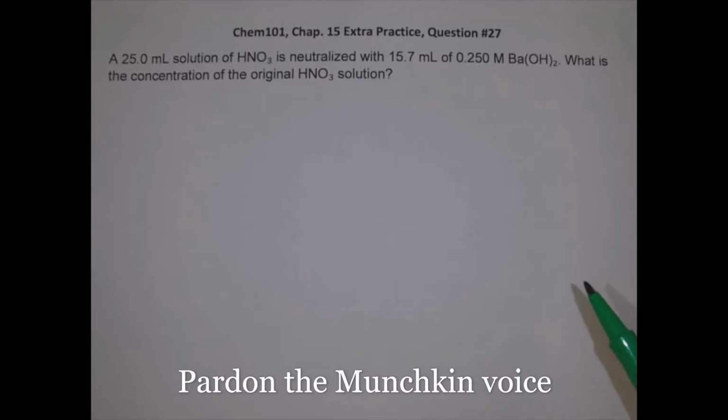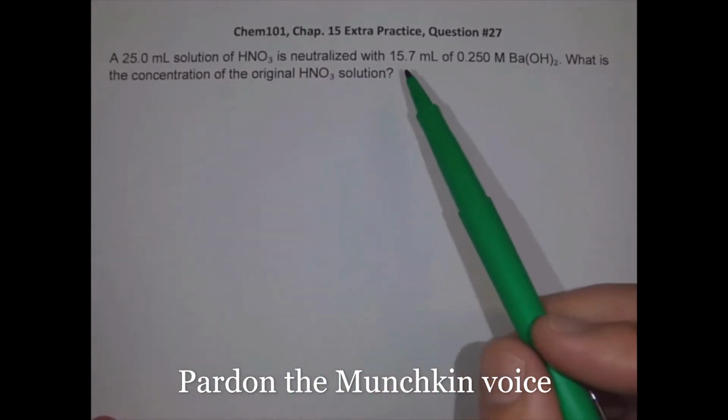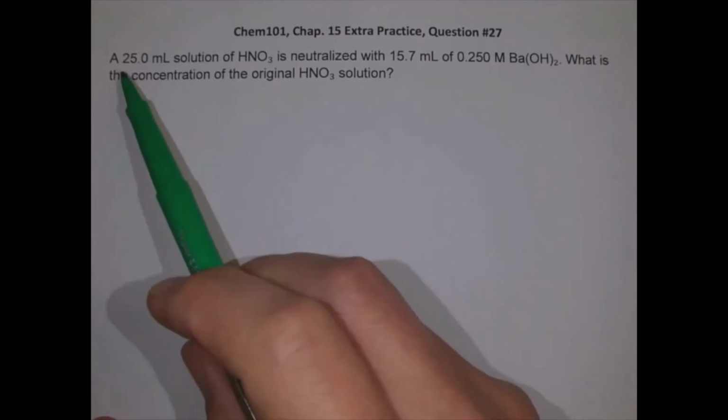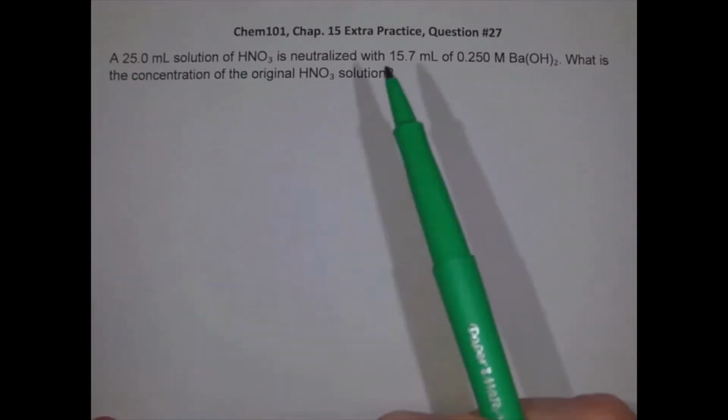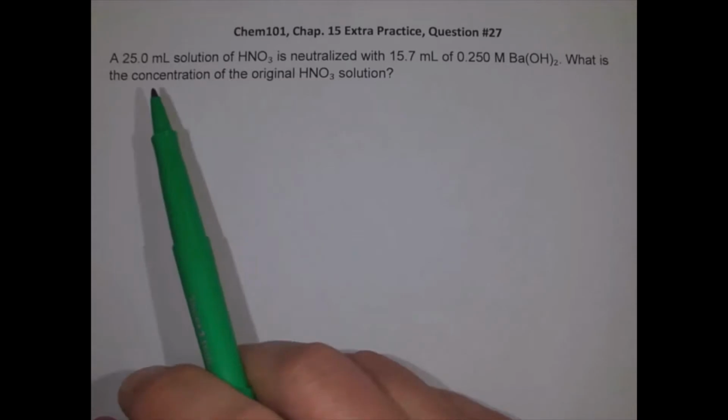Okay, so with this question, we are asked to find the concentration of a nitric acid solution based on how much of a barium hydroxide solution is required to neutralize it. I know I have 25 mL of the nitric acid solution, and I know that 15.7 mL of this 0.25 molar barium hydroxide solution neutralizes it. And so from that information, we can calculate what the concentration of that original nitric acid solution is.